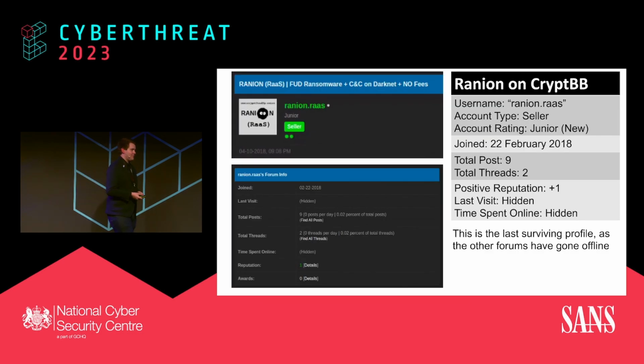The funny thing is, because this group is so old, many of those forums have actually shut down. The last one that's still going is CryptBB. But there's a whole history of information there that we can gather about how this underground service is being offered. That's probably the most interesting thing about Ranion: you can see a life cycle from start to finish of a cybercriminal ransomware as a service, which is still going to this day, but you'll see more information about that in a minute. So on CryptBB, their account type is a seller.